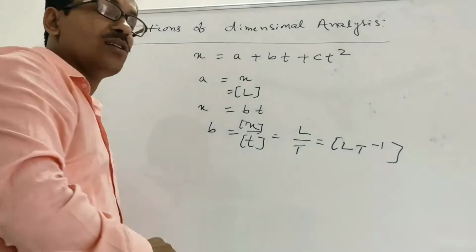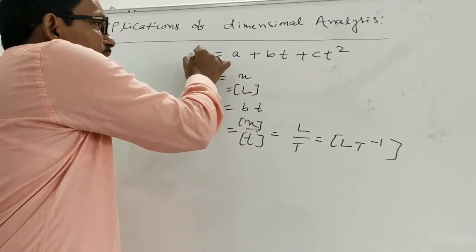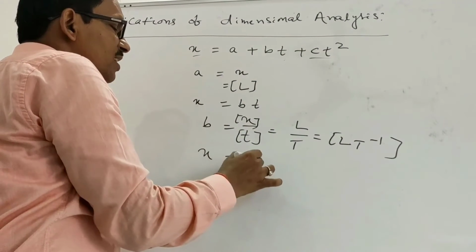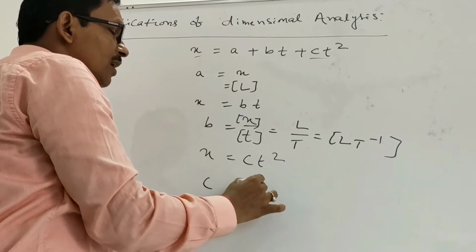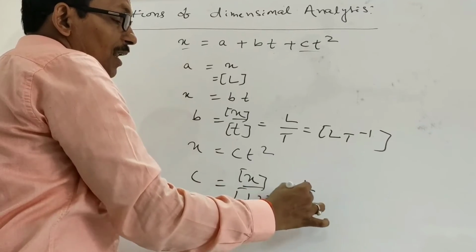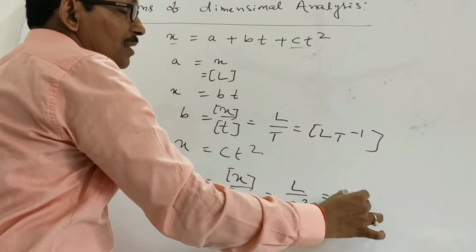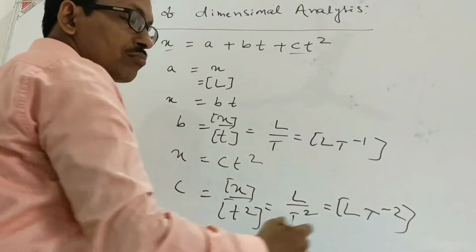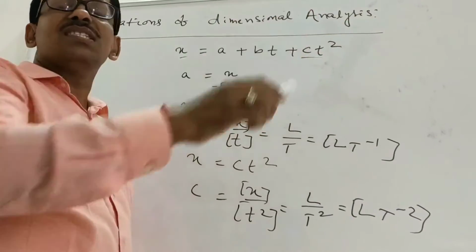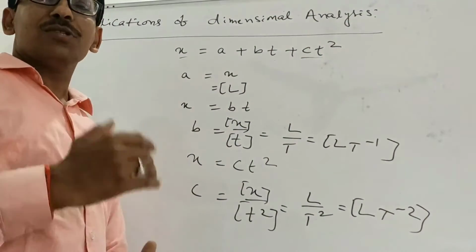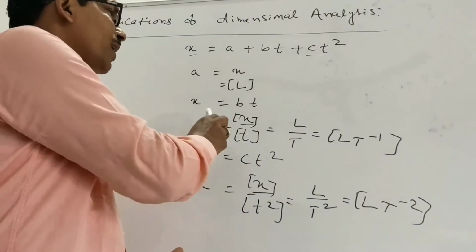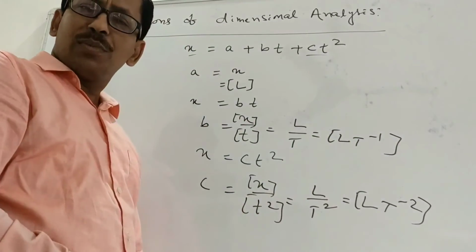This is the dimensional formula for b. Similarly, the dimension of x is the same as the dimension of ct square. So x is equal to ct square, so dimension of c is equal to x by t square, that means L by t square, that means L t minus 2. So this way you can find the dimensions of the constants a, b, c. In some questions it may be asked what is the dimensional formula of a by b. So you have to find the dimensional formula of a, the dimensional formula of b, and divide.